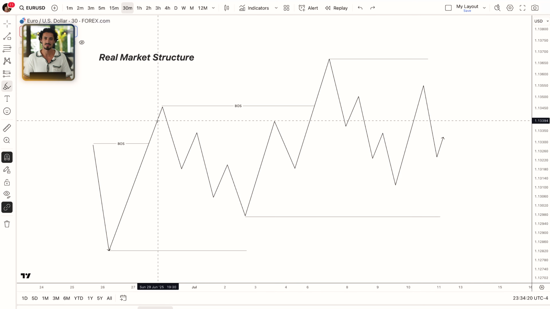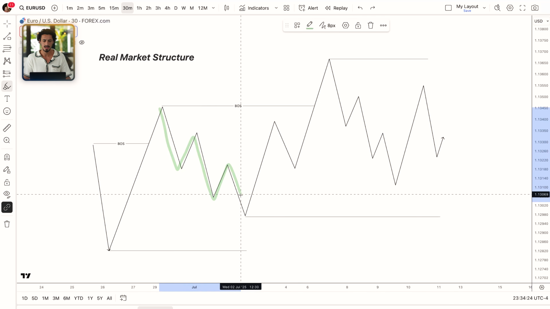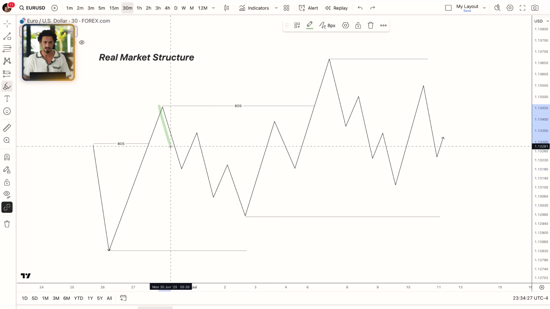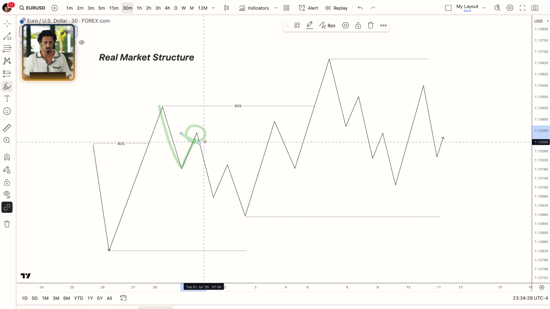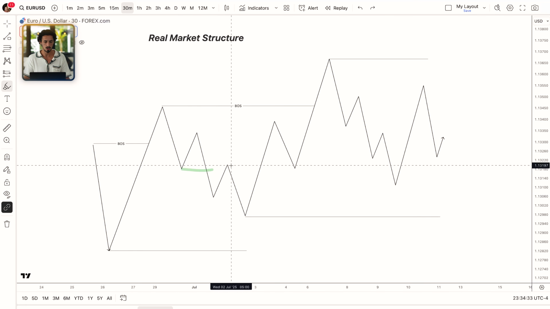It's what you've been taught. But then it starts getting complicated because you start having pullbacks that look like this. And now what a lot of people do is they look at this and they're like, okay, we have a low, we have, okay, this high is lower than the previous high. Okay, we have a lower low down here, a lower high. Okay, we're obviously bearish. So let's sell the market.